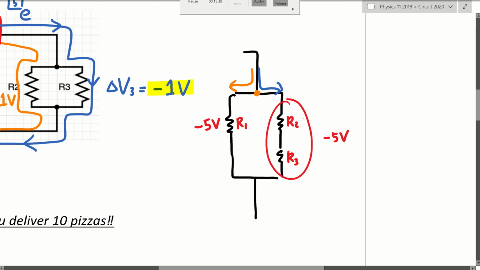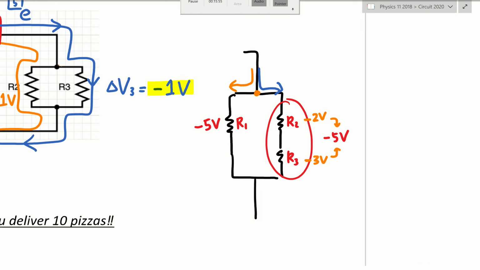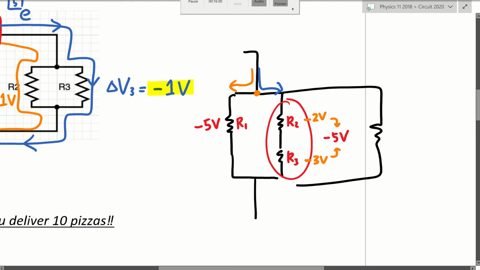Okay, so parallel branches like these always have the total voltage drop being exactly the same. So if we know that, for example, let's say R2 is negative 2 volt, then R3 must be negative 3 volt, because together it has to be negative 5 volt. Okay, so parallel branches always have the same voltage drop. It doesn't matter if it's 2 branches or 3. Sometimes you might have a circuit that has an extra branch in here. Then yeah, okay, cool. Then it will be 5 volt drop in here too, right? It's also 5 volt. So it doesn't matter how many parallel branches you have.